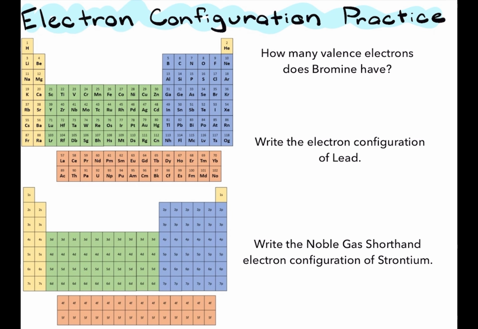In this video, we're going to be looking at the practice problems from the electron configuration page. The first question asks, how many valence electrons does bromine have? I'm going to show you a shorthand rule, but for right now, to find the valence electrons, we're going to draw out the electron configuration for bromine.